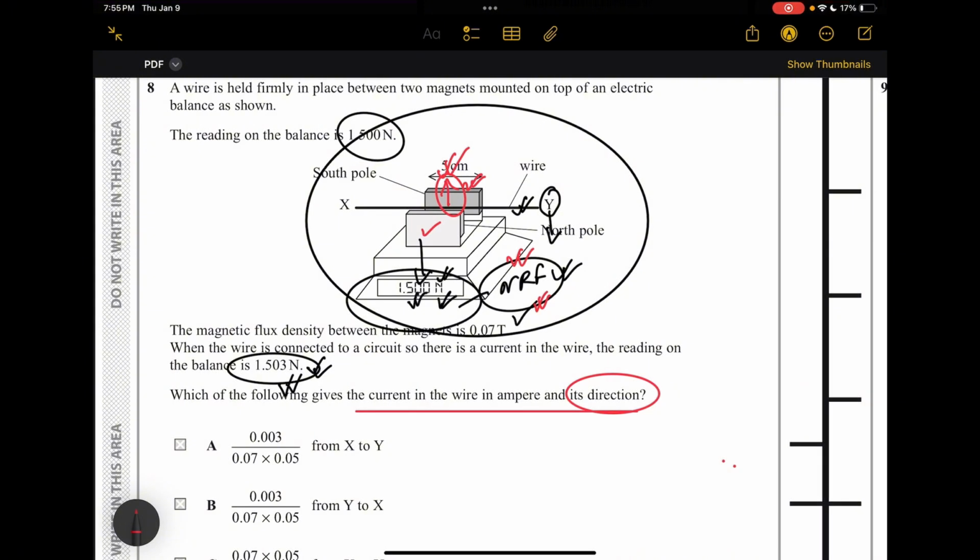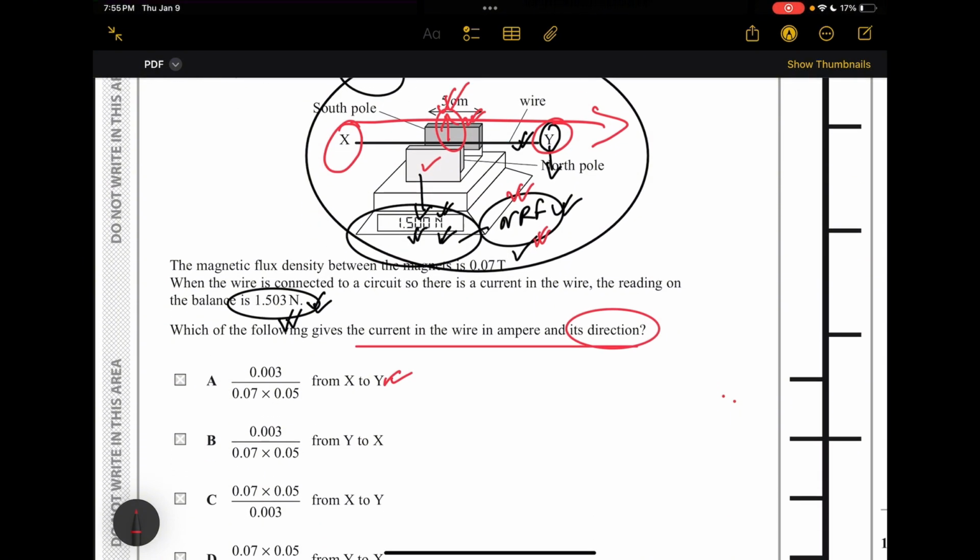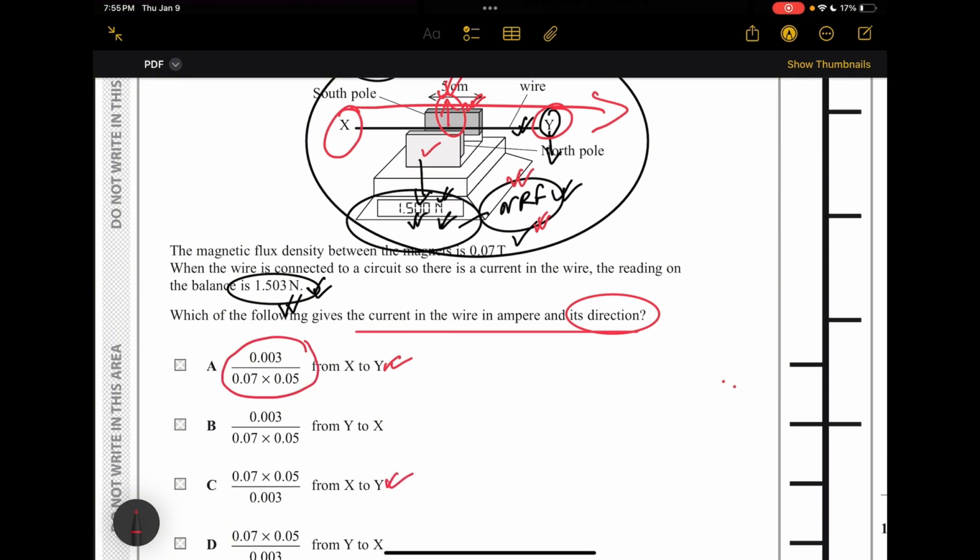If you put your thumb in the upward position and your first finger into the paper, you will see that the current is from X to Y. The current is going to the right. So we can say our answer is either this one or this one. Now we have to figure out the math.